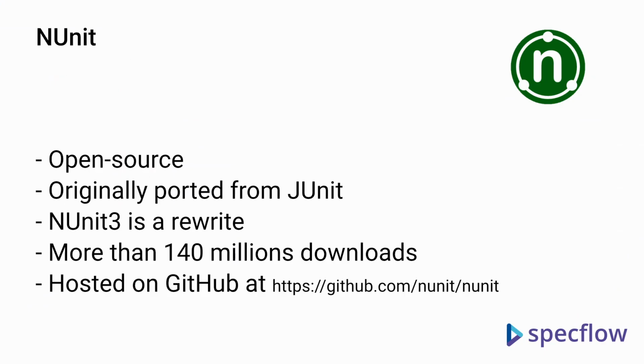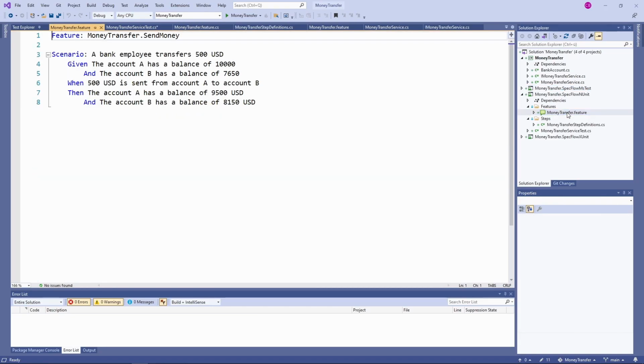NUnit is an open source testing framework. It was originally ported from JUnit, a popular Java testing framework. However, the latest version, NUnit 3, is a rewrite of the framework offering new features and supporting a wide range of .NET platforms. Due to its long history, NUnit is used in many projects worldwide and has more than 140 million downloads on NuGet. Let's take a look at the code. As mentioned before, we use the same feature file for NUnit.